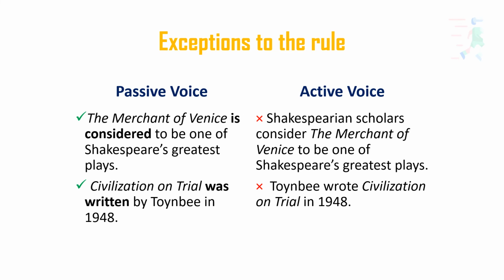The Merchant of Venice is considered to be one of Shakespeare's greatest plays. Shakespearean scholars consider The Merchant of Venice to be one of Shakespeare's greatest plays. Civilization on Trial was written by Toynbee in 1948. Toynbee wrote Civilization on Trial in 1948. In the first example, the subject is again mundane and obvious. In other words, the addition of the agent doesn't add any real meaning. In the second example, the focus of the writing is on the book rather than the author.